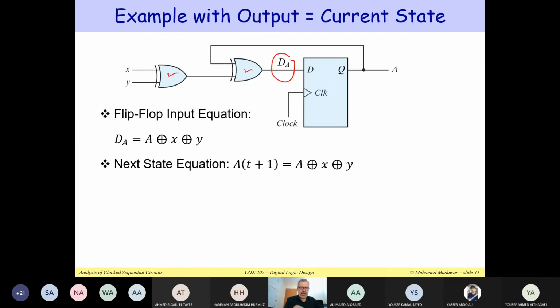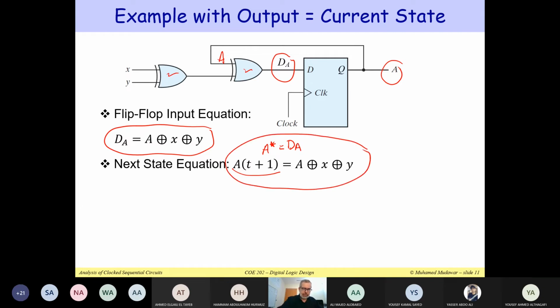So this dA, this is of course A. A here is nothing but the output of the D flip-flop. That's the present state. So it is A XOR X XOR Y. That's dA. Okay, that's the equation for dA. And this is the next state equation. So dA here is A at t plus 1, and sometimes I call it A star. So this is basically dA, and this is given by this equation. So we have the next state equation. That's actually so simple, so easy.